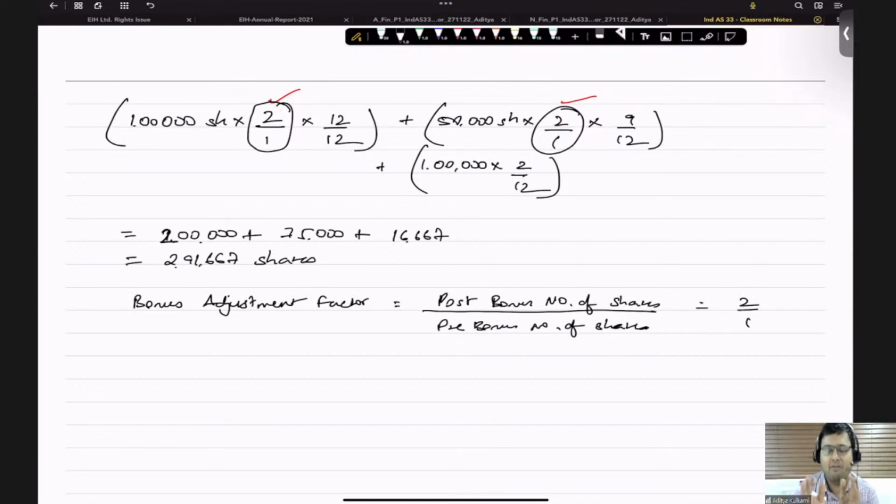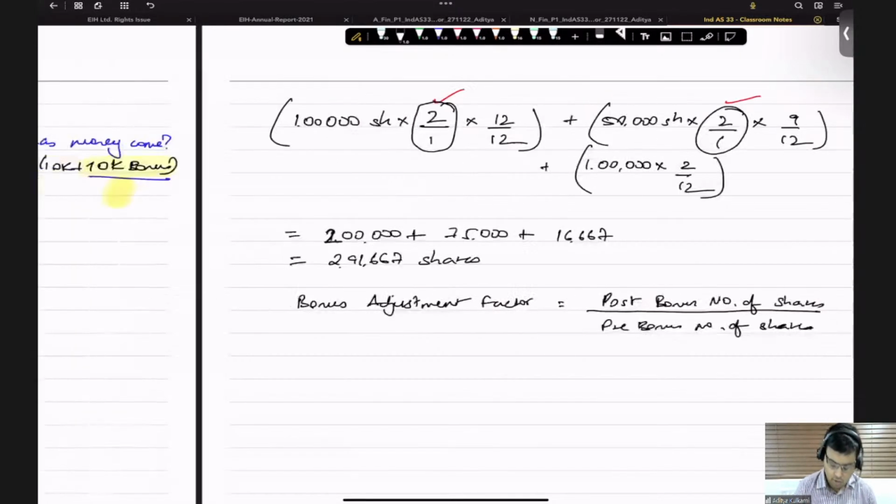So whenever you have bonus shares, how do I calculate the weighted average? Well, prior to the bonus, you will multiply with the bonus adjustment factor and the time period. After the bonus issue, you will not make any separate adjustment for bonus shares, and whatever shares are issued after the bonus, they will not be entitled to the bonus thereon. Okay, so that takes care of bonus shares for the purposes of our discussion.